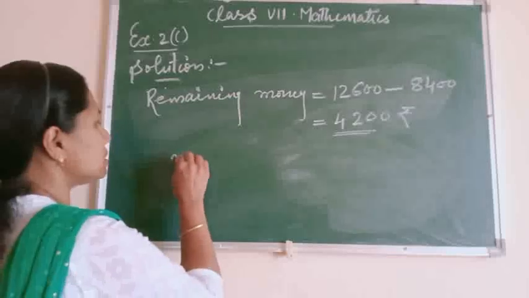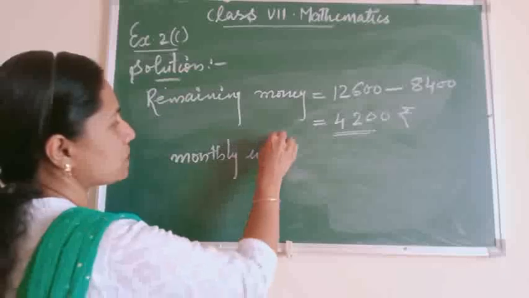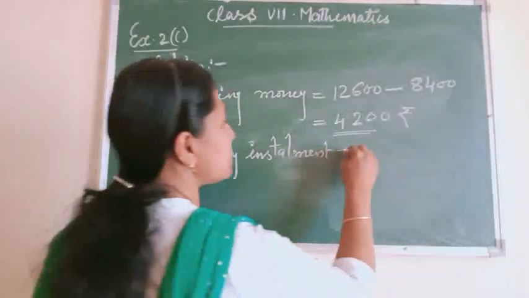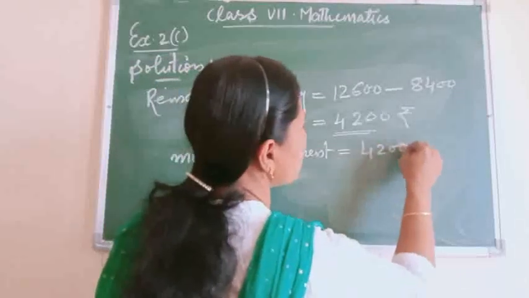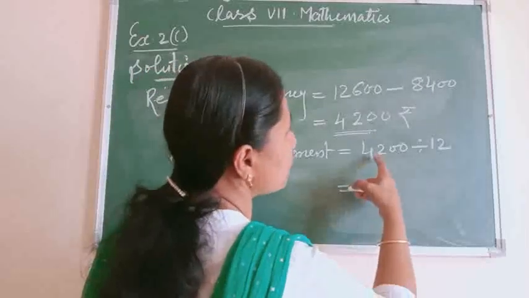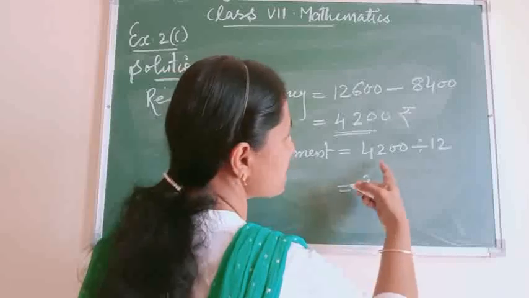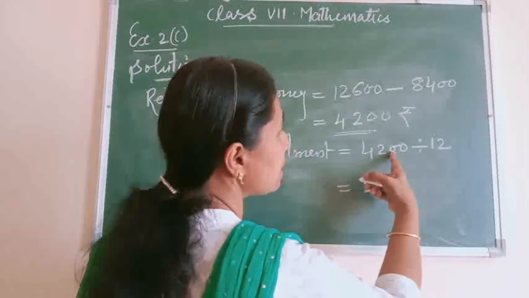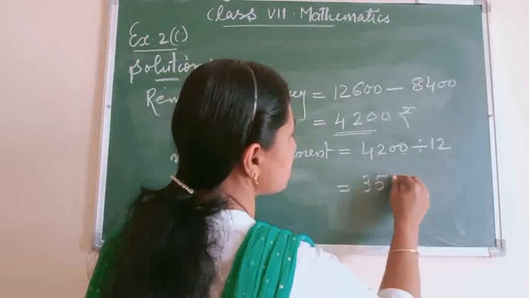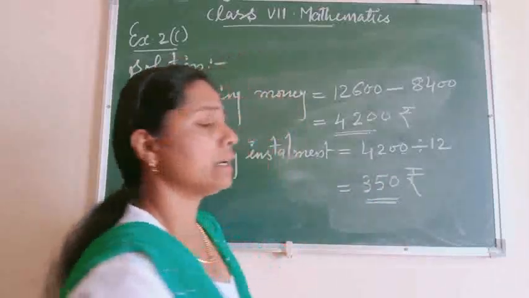So the monthly installment we are finding out. Monthly installment is equal to 4,200 divided by 12. Doing the division, 42 divided by 12. 12 3s are 36, then 6 remainder, then it will become 60. 60 divided by 12 is 5, then 0 is remaining, 350. So his monthly installment is 350 rupees.